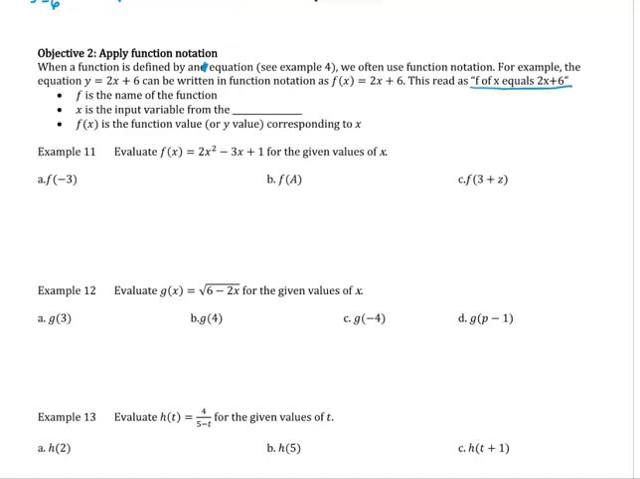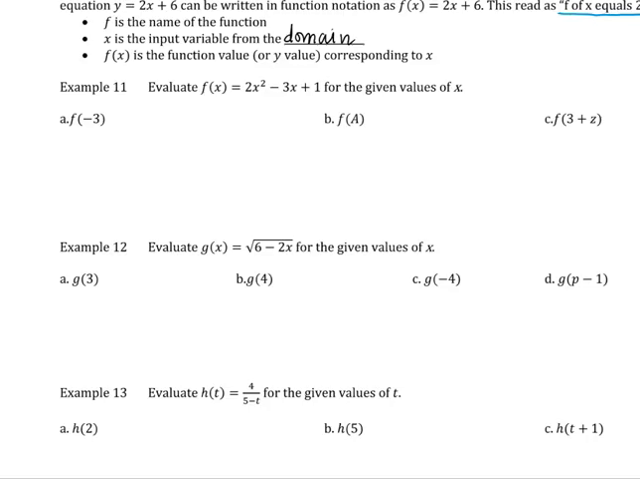And that's how we read that. F of x equals 2x plus 6. F is the name of the function. X is the independent variable, and that's coming from the domain. And f of x is the function value. That's the same as the y value that matches up with our x. So let's see how we evaluate these functions for given values of x.